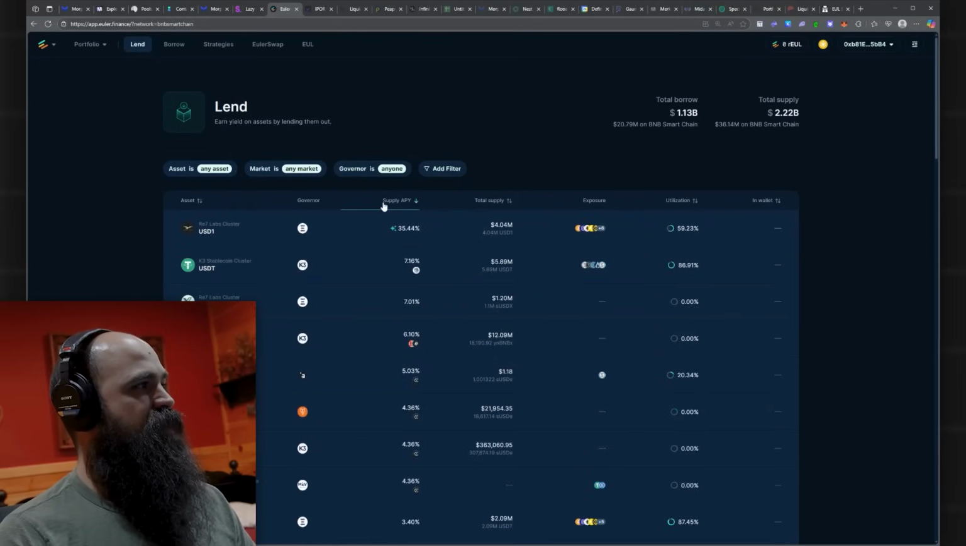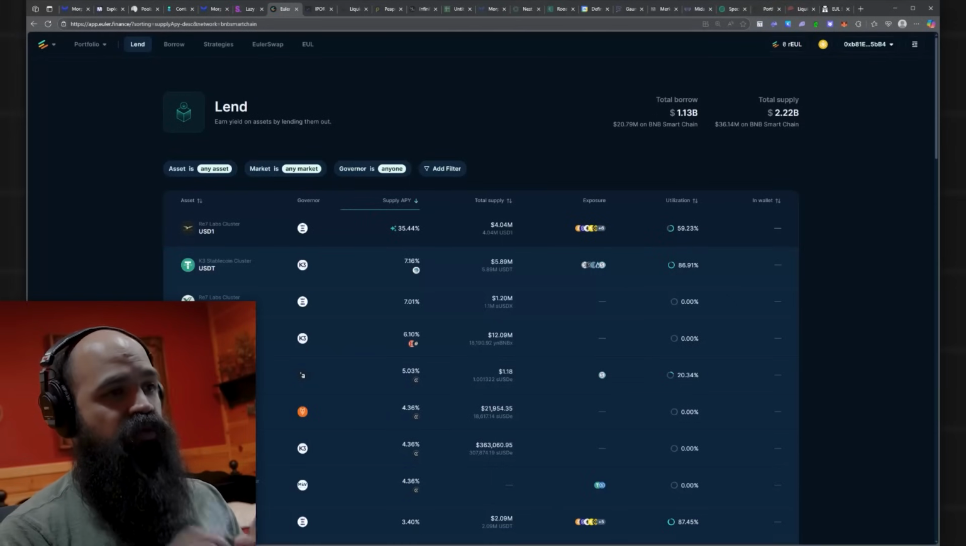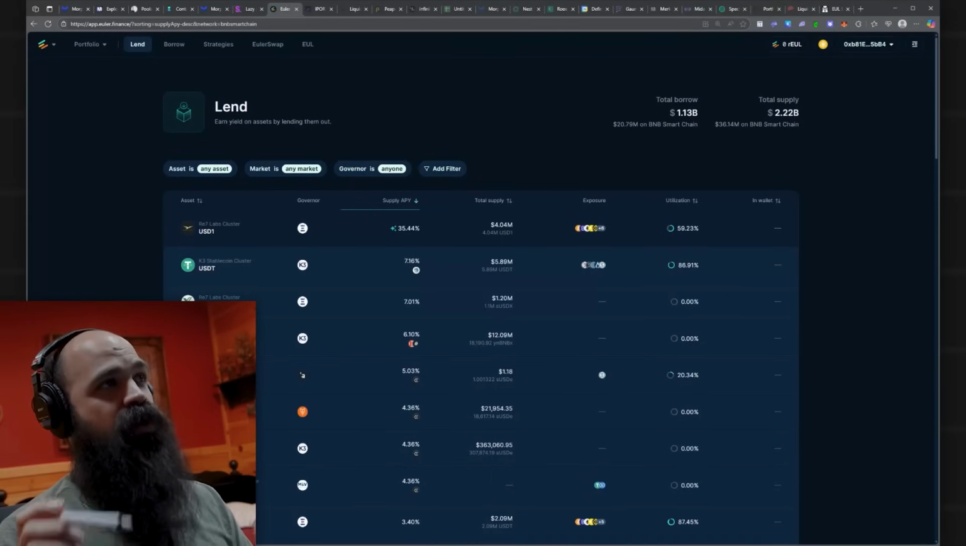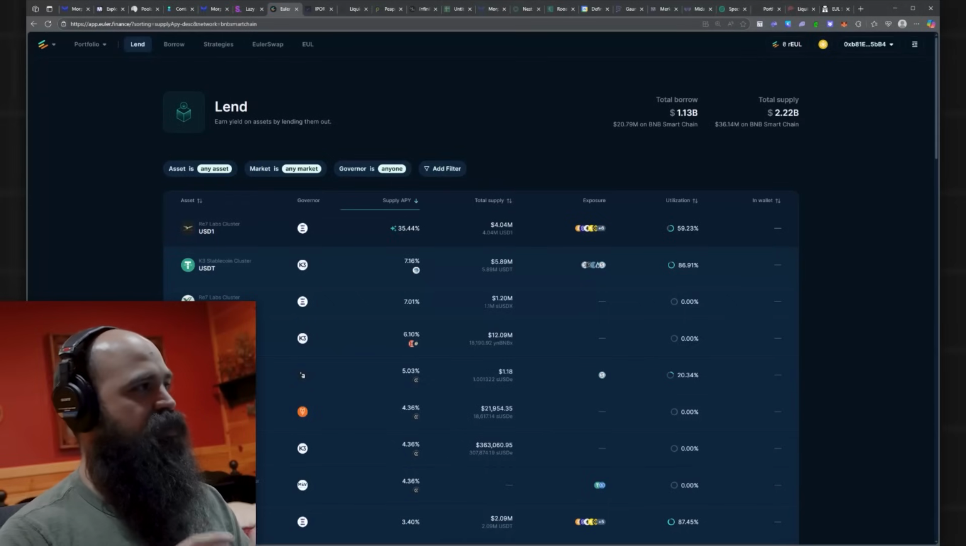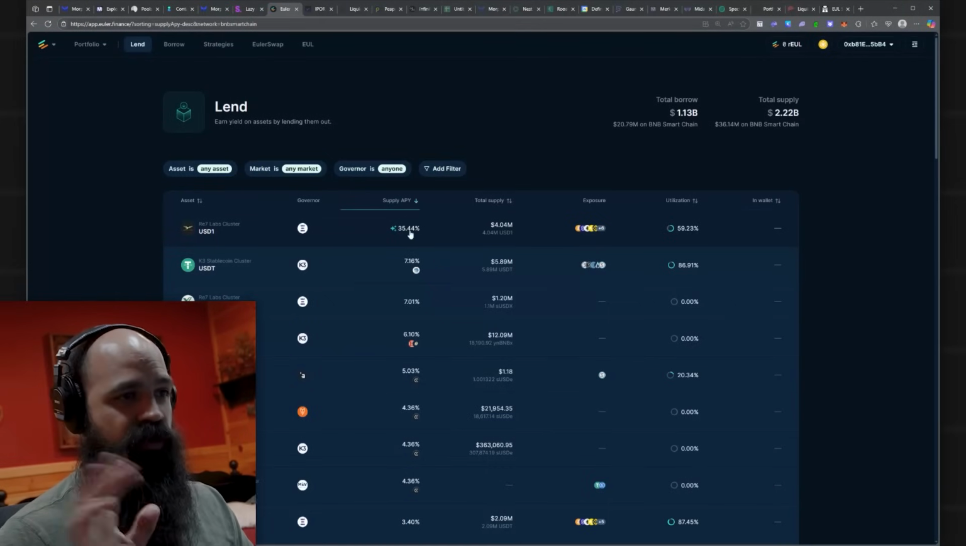Thought it was on lend already. And then supply APY, 35%. Now, caveat, this is paid in Royal. Royal is the reward token for Euler. So it's the reward oil governance token. It does have a 6-month vest, or you can take a 75% haircut and realize immediately.